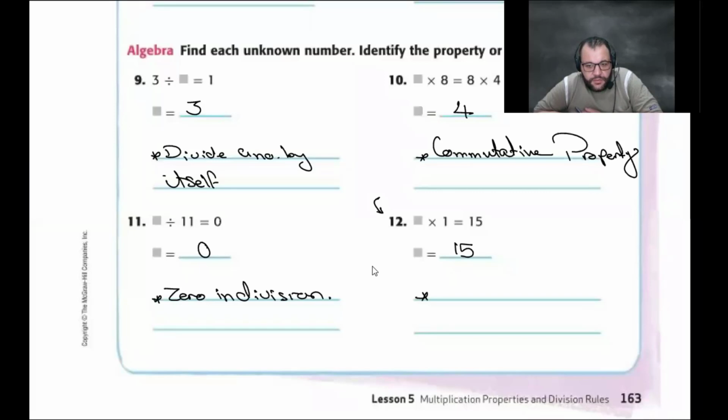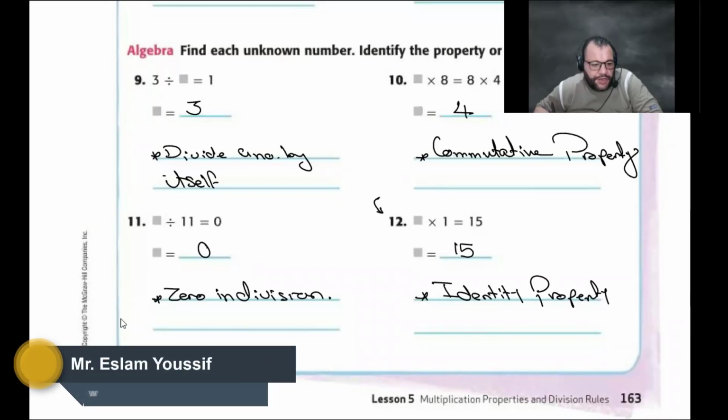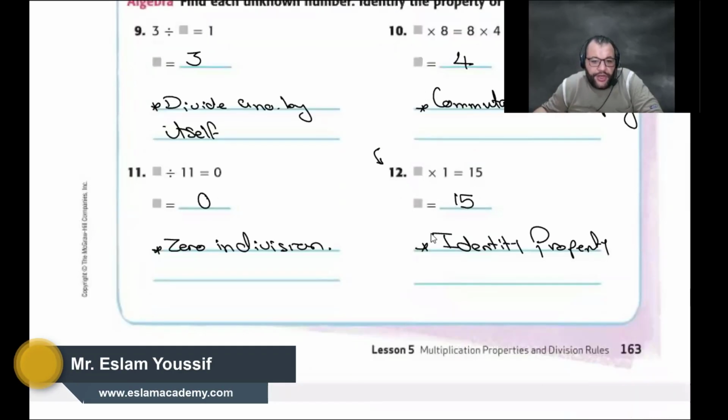What is the name of this property? Walid Khalid. Yeah. What is the name of this property? Identity property of multiplication. Yes. Identity property of multiplication.